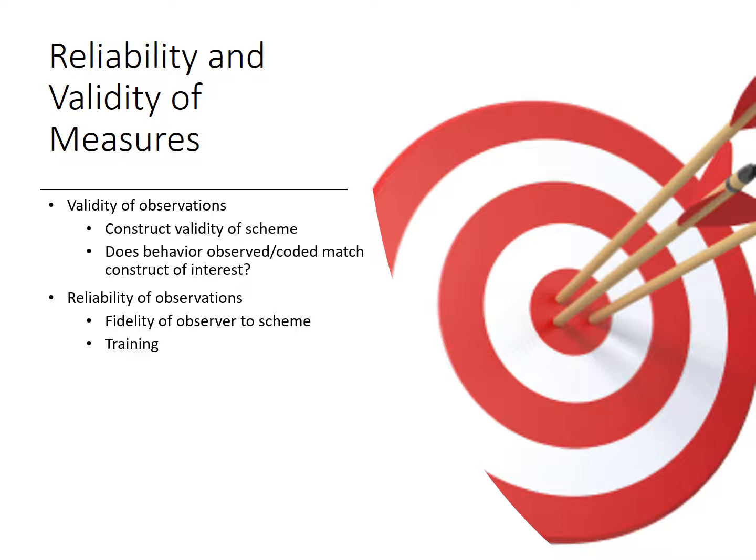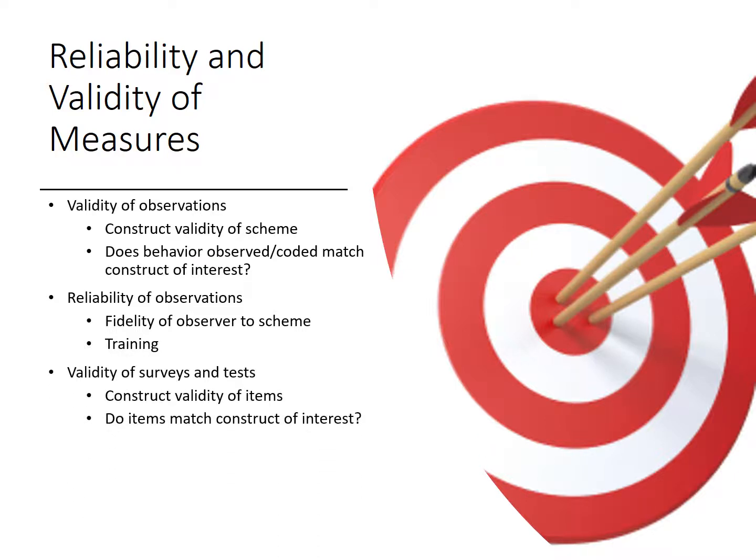And then the reliability of the observations. That would be when I observed that behavior, was I observing it in a reliable way? So if a kid was sitting on the floor, does that mean he wasn't in a seat, or does that mean he was in a seat? And if another observer was using the same scale, would they measure that behavior in the same way? So is it consistent? And that really depends on how well I operationalized, how well I said what that behavior consisted of. And then the validity of surveys and tests.